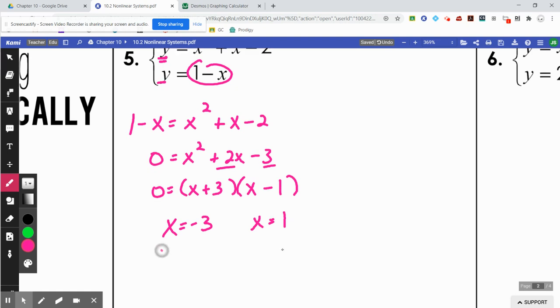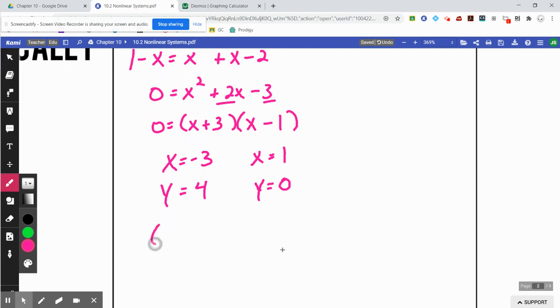We now go back one at a time and we plug those solutions in to find our y values. I would definitely plug them into the second equation. It's a little bit easier. When x is -3, that gives you 1 minus -3, which is 4. When x is 1, 1 minus 1 is 0.